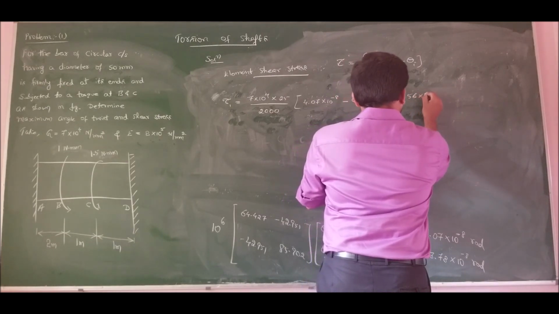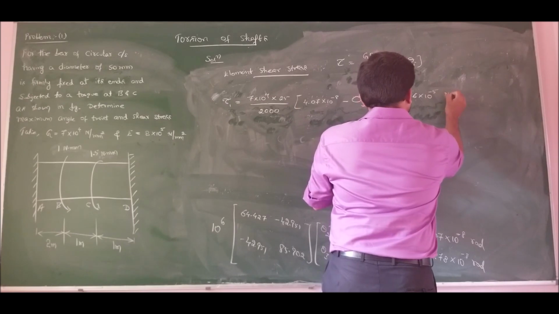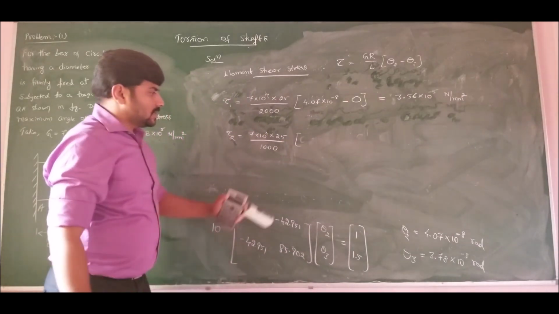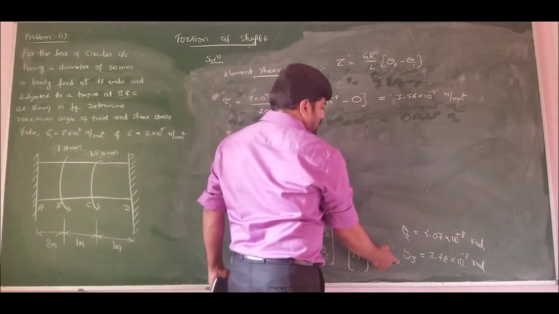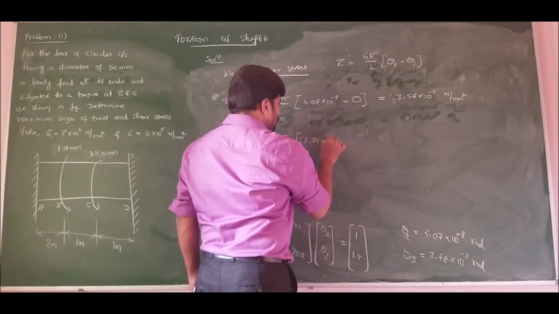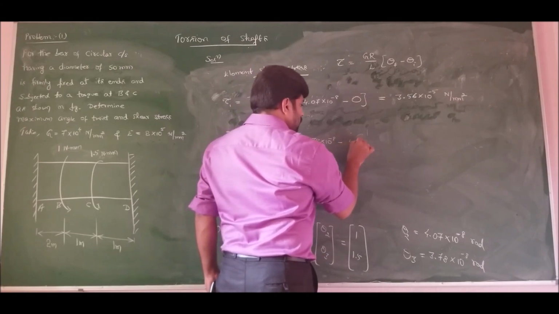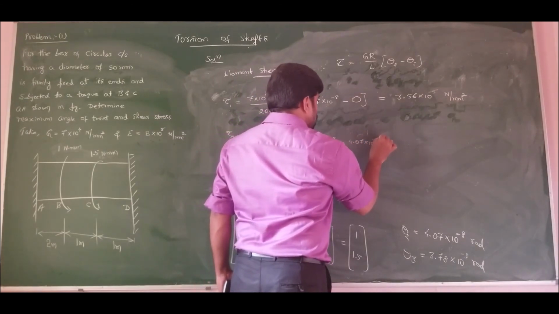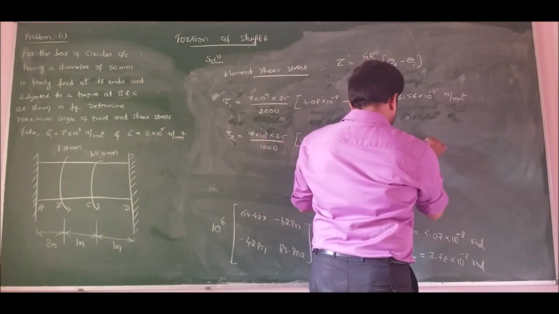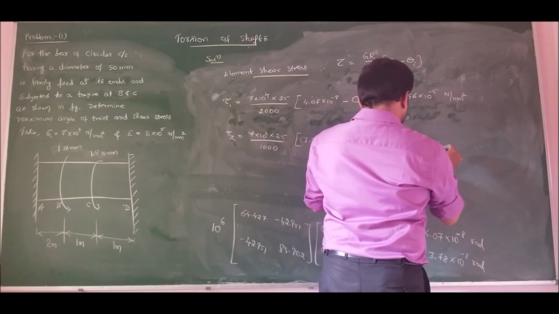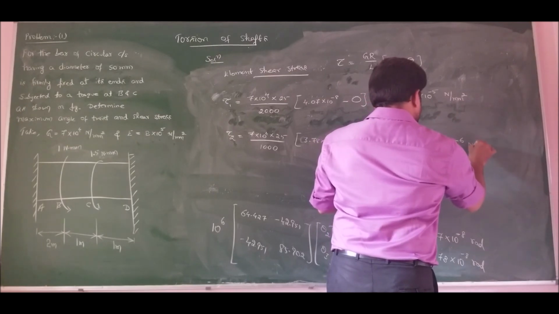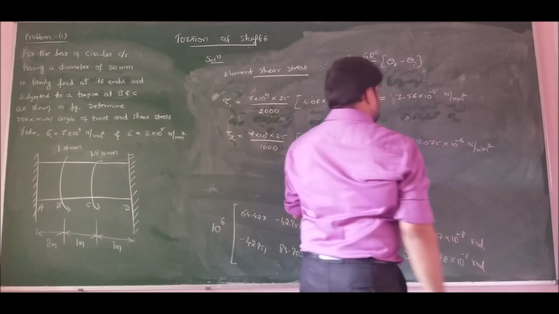If I solve, the answer is 3.56 into 10 to the power of minus 5 Newton per millimeter square. For element 2, the nodes are 2 and 3, so theta final is theta 3 and theta initial is theta 2. Substituting, I will get 3.78 into 10 to the power of minus 8 minus 4.07 into 10 to the power of minus 8, which yields minus 5.076075 into 10 to the power of minus 6 Newton per millimeter square.